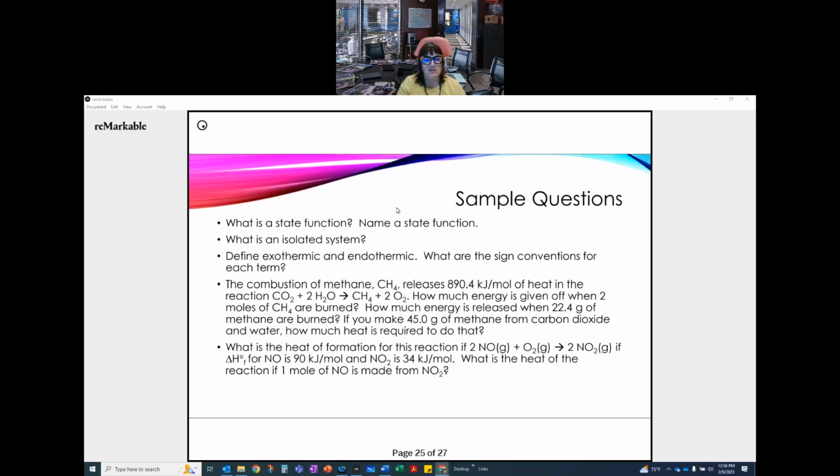Hopefully none so far. Let's talk about a couple of other things. So what is a state function again? State function does not depend on path.